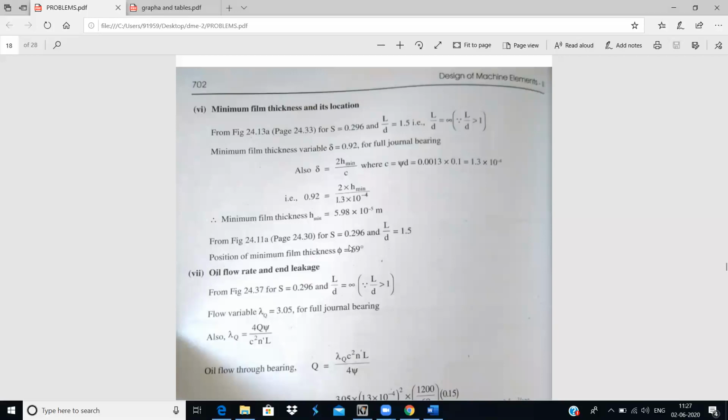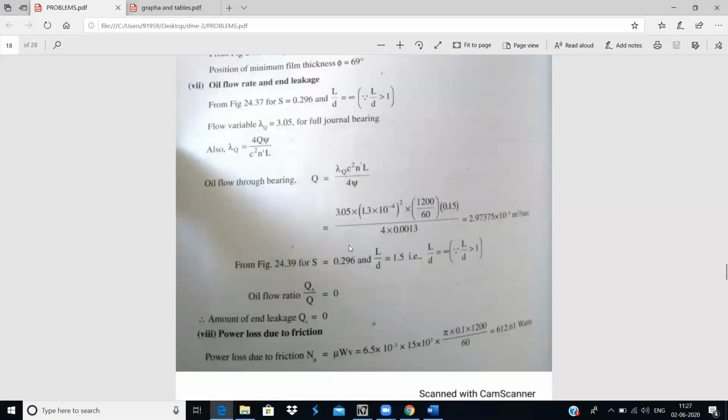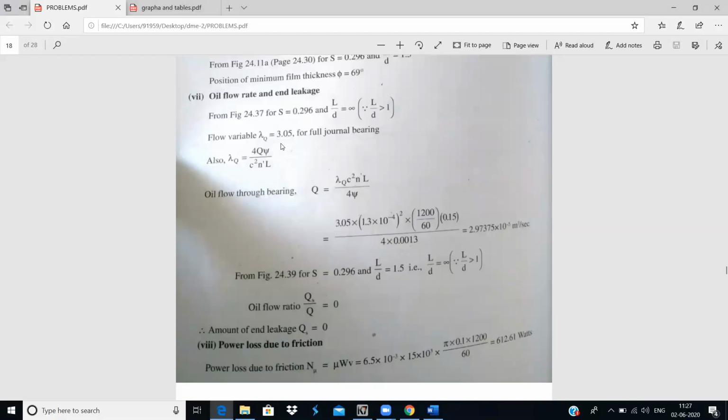Next is oil flow rate and end leakage. So here also we go first. This is the formula to calculate oil flow rate: oil flow rate Q is equal to lambda Q C square N dash L divided by 4 into Xi. Here C we know, N dash we know, L we know, Xi we know, but the unknown is lambda Q. So this can be calculated by using figure 24.37.